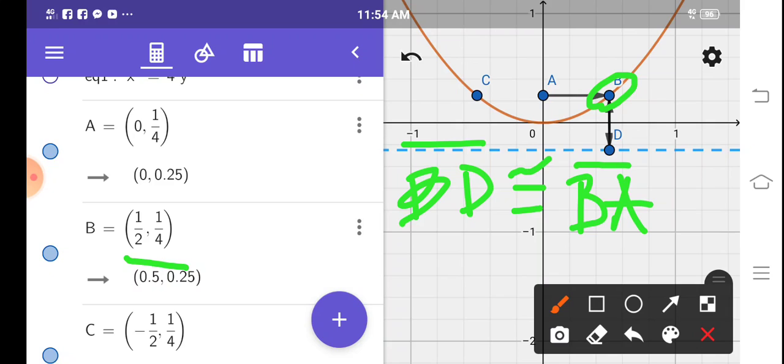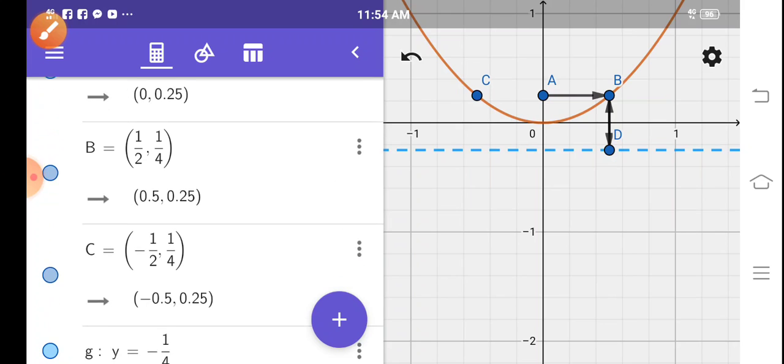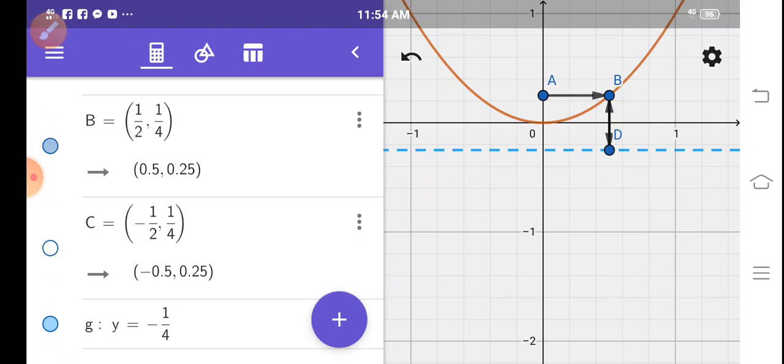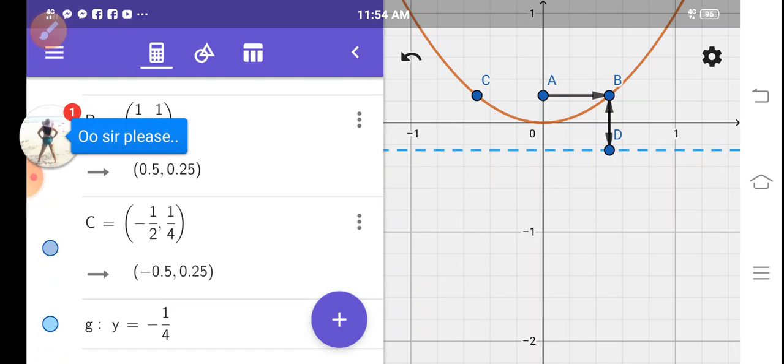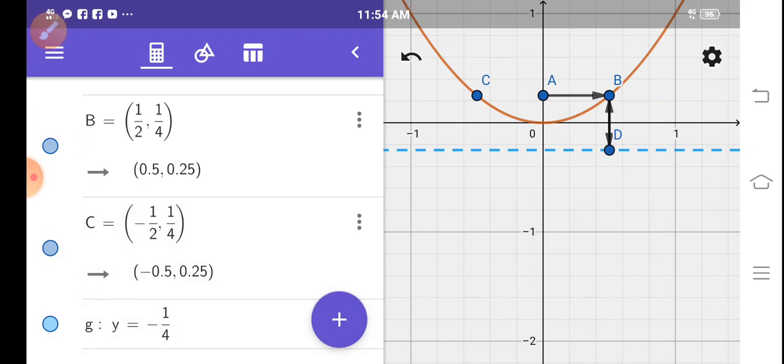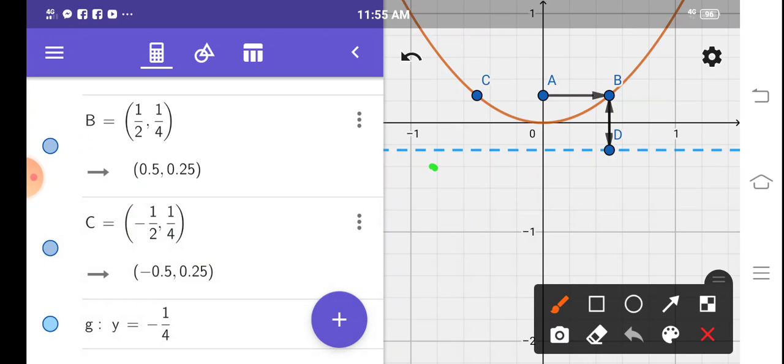The other end of latus rectum, of course, is negative 1/2 and 1/4. That's the other end of the latus rectum. So from one end of latus rectum to the other end of the latus rectum, we have 1/2 plus 1/2 is equal to 1. So from C to B, the length is equivalent to 1.